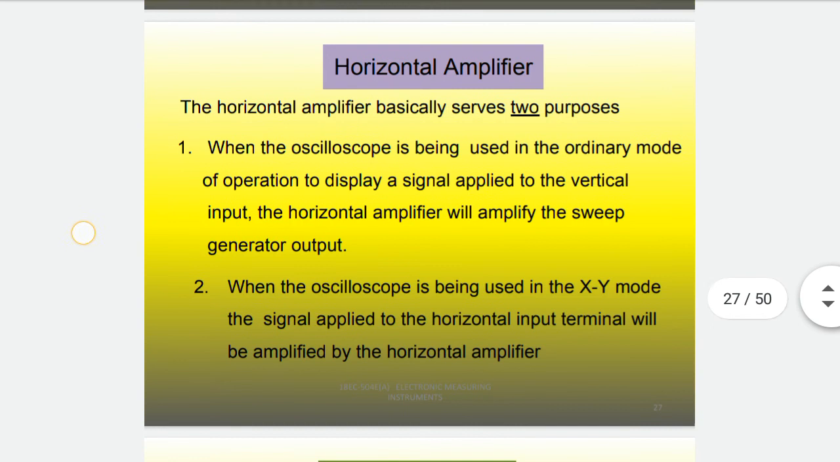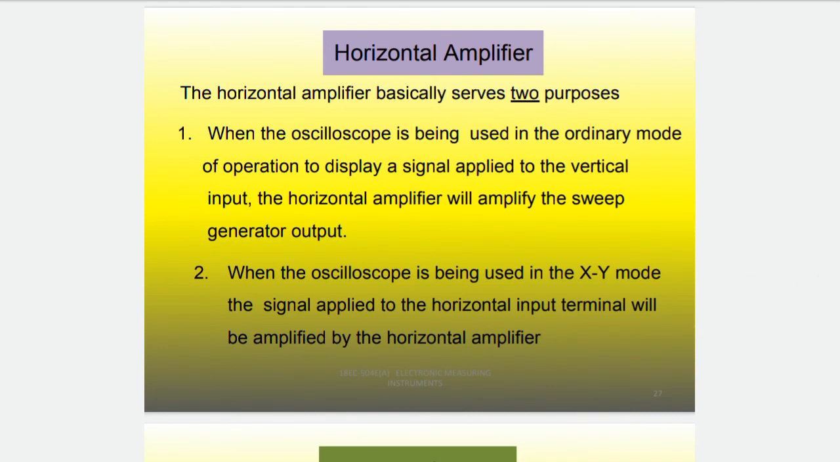Now coming to the horizontal amplifier section. The horizontal amplifier basically serves two purposes. When the oscilloscope is being used in the ordinary mode of operation to display a signal applied to the vertical input, the horizontal amplifier amplifies the sweep generator output. When the oscilloscope is being used in the XY mode, the signal applied to the horizontal input terminal will be amplified by the horizontal amplifier.